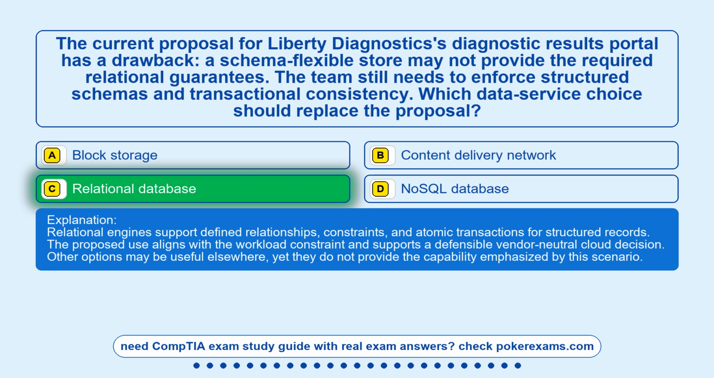Relational engines support defined relationships, constraints, and atomic transactions for structured records. The proposed use aligns with the workload constraint and supports a defensible vendor-neutral cloud decision. Other options may be useful elsewhere, yet they do not provide the capability emphasized by this scenario.